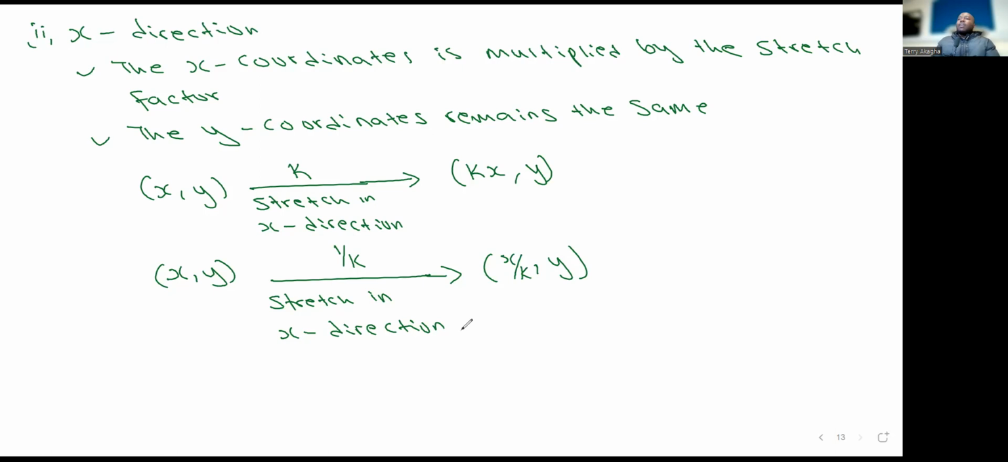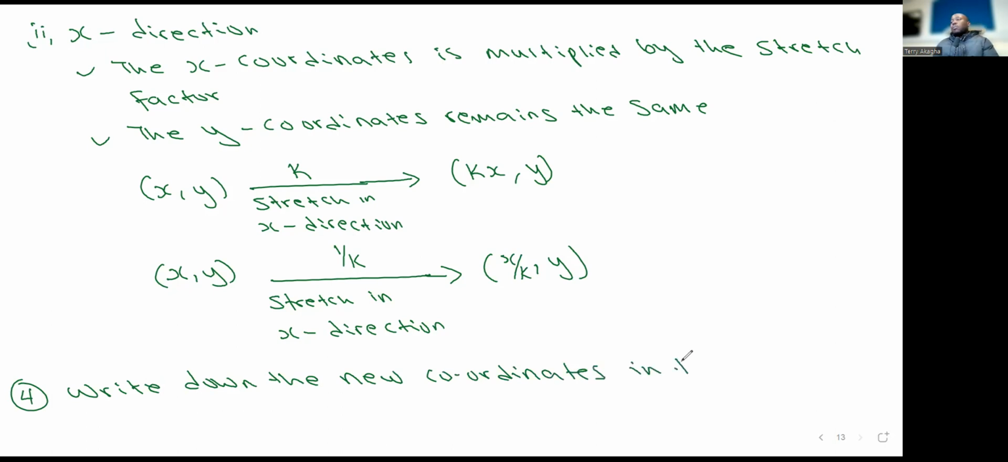Okay? Then when you've done that, number 4, you then write down the new coordinates in the correct form. So you just write down the new coordinates. All right. So let's pick an example so we can see how to get the new coordinates for this.